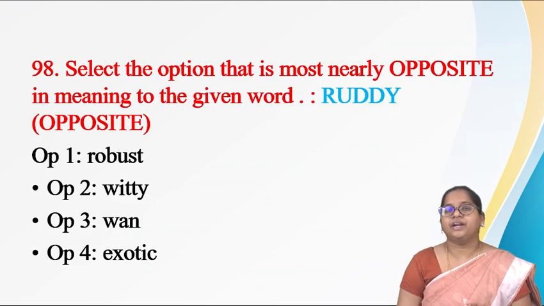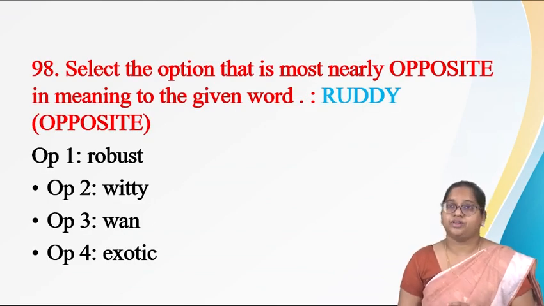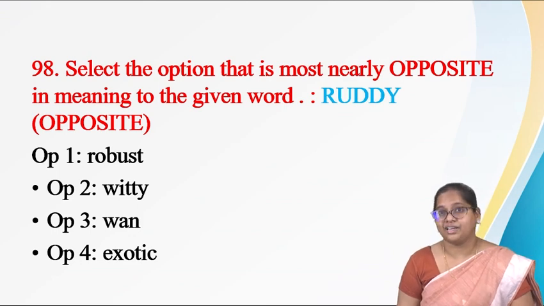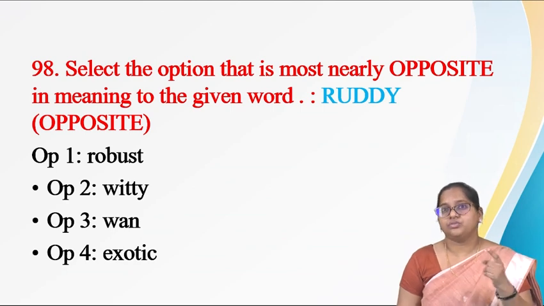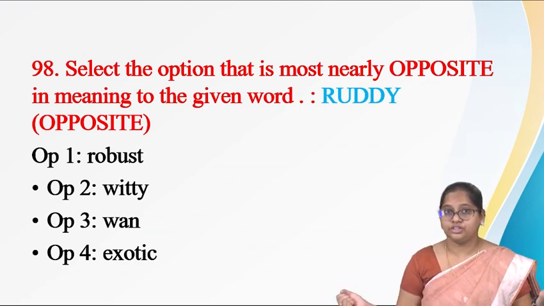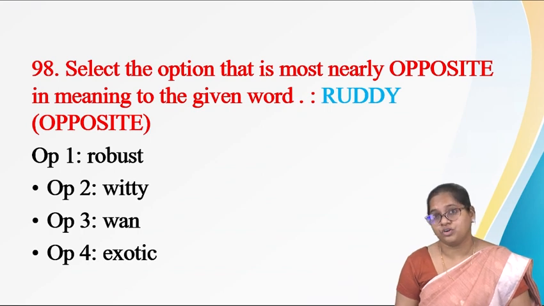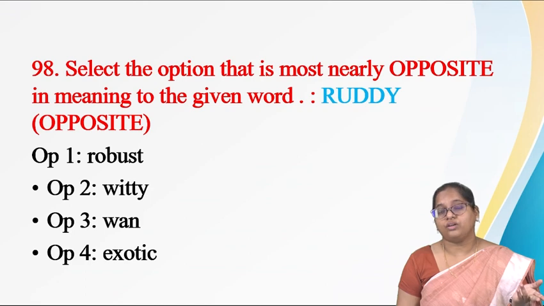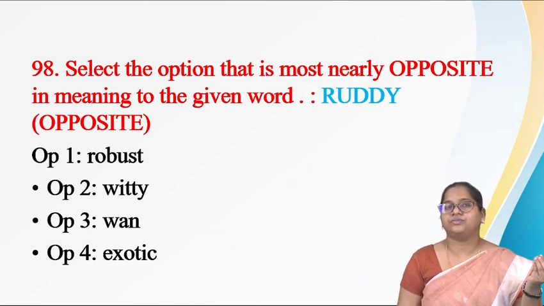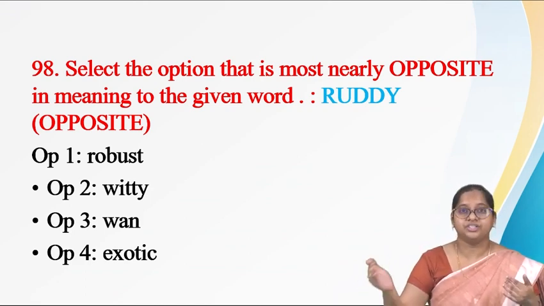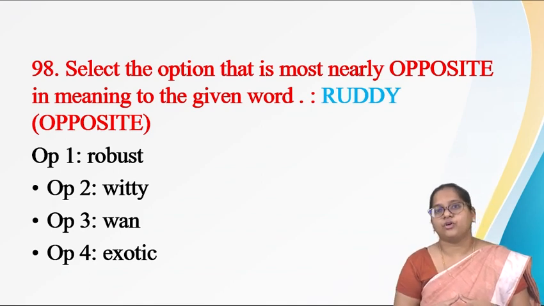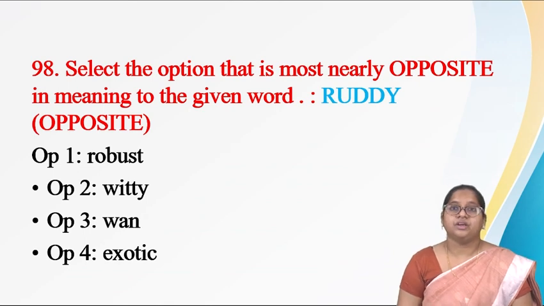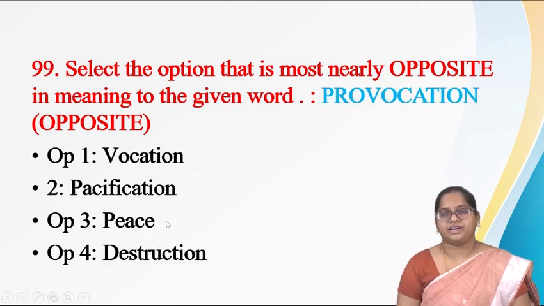Question 98. Again, you have to find the opposite of the word ruddy. Ruddy means red color, reddish. So we have to find the opposite. Robust is nothing to do with your physical, well-built body. Witty is nothing to do with cleverness. Wan is a pale color. The opposite of reddish is pale, light in color. Option 4, exotic, is nothing to do with it. So wan, option 3, is the right answer.